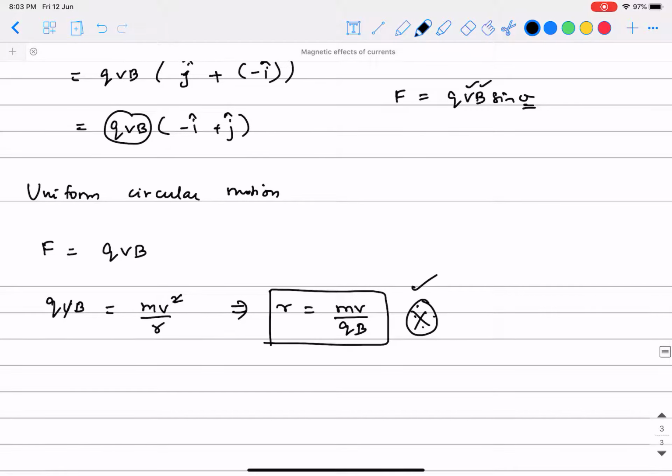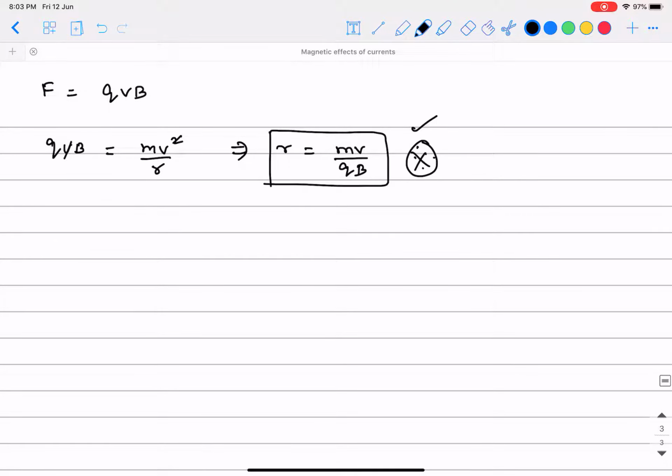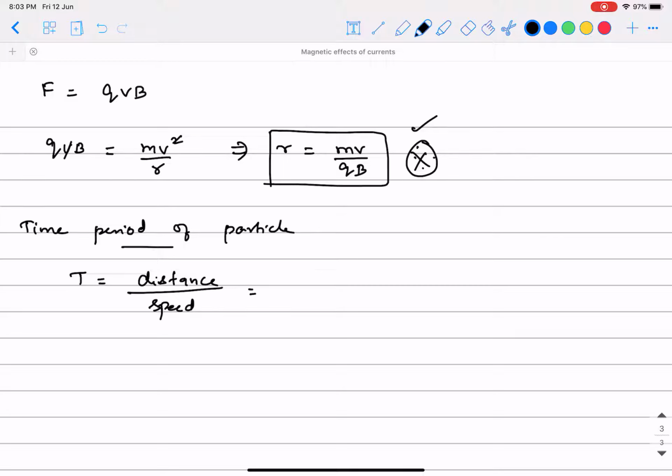The next part that we are going to calculate is the time taken for the particle to complete one revolution. That is the time period of the particle. The time taken to complete one full revolution is what is called the time period. So time is equal to distance by speed. What is going to be the distance covered by the particle when it is making one complete rotation? It is going to be 2 pi r, the circumference of the circle, divided by the speed of the particle. The speed of the particle is still going to be v.